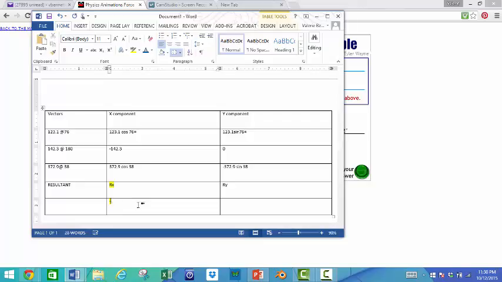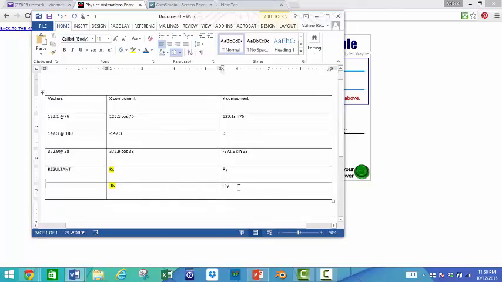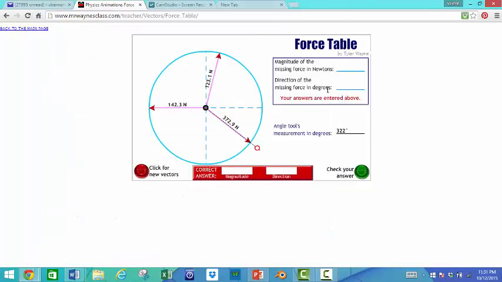Oops, did that wrong. And then whatever number I get right here for r sub y, I'm going to get the opposite of that. Then I'm going to take both of these and take the square root of the sum of the squares. That's probably a better way to say it. And that will be my magnitude that I put here.